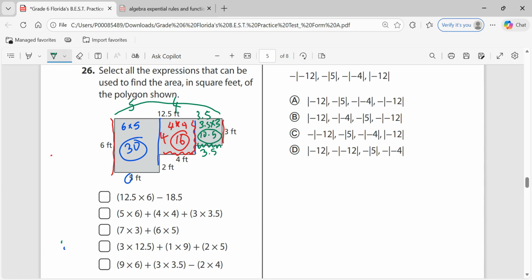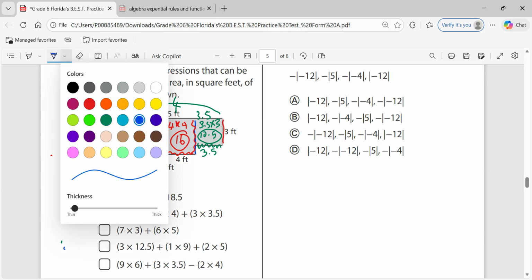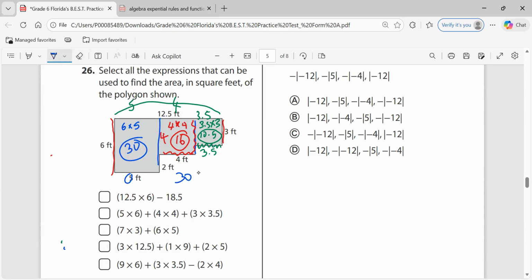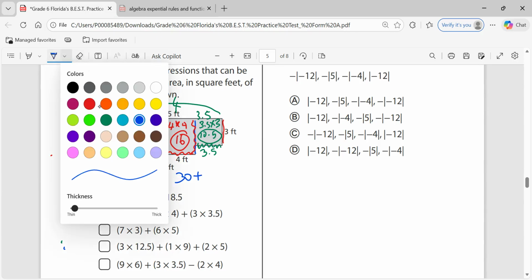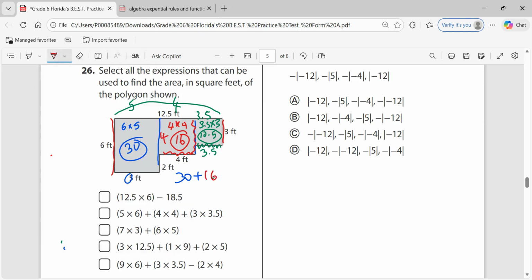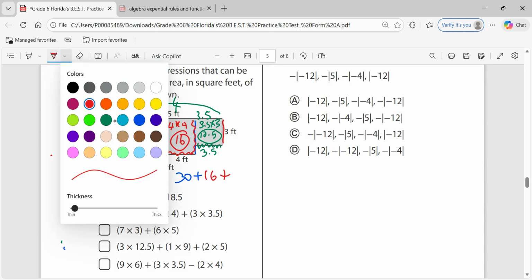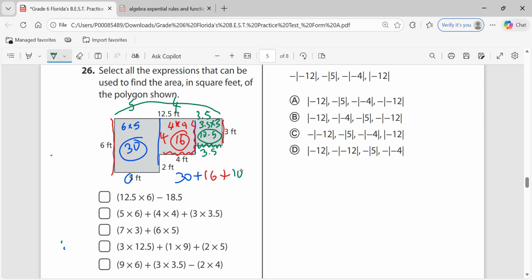So then I know that my total area will be the sum. It's 30 plus 16. Let me go blue. It's the 30 from the blue one plus the 16 from the red one, plus the 10.5 from the green one. So in total, my area is 56.5 feet.